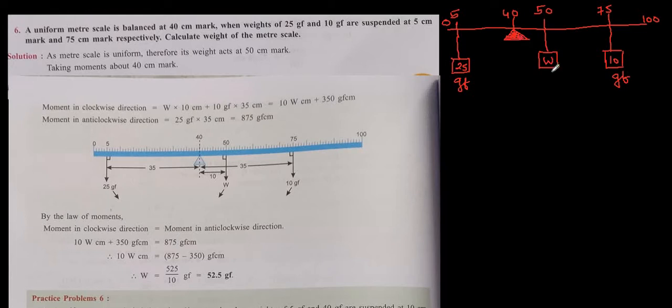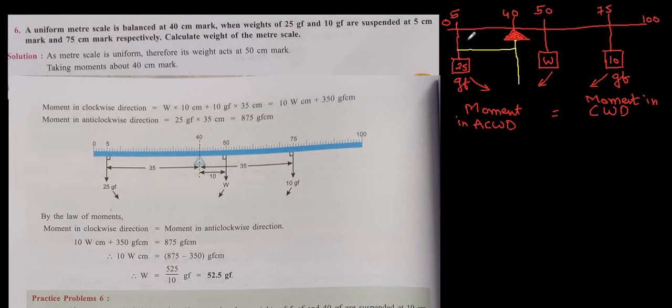Now, this moment will be in the clockwise direction, and this moment will be in this direction, so it is moment in anti-clockwise direction. Before we go further, we have to find out the distance from the fulcrum to the suspended weight. So this is the point at which the meter scale is balanced.